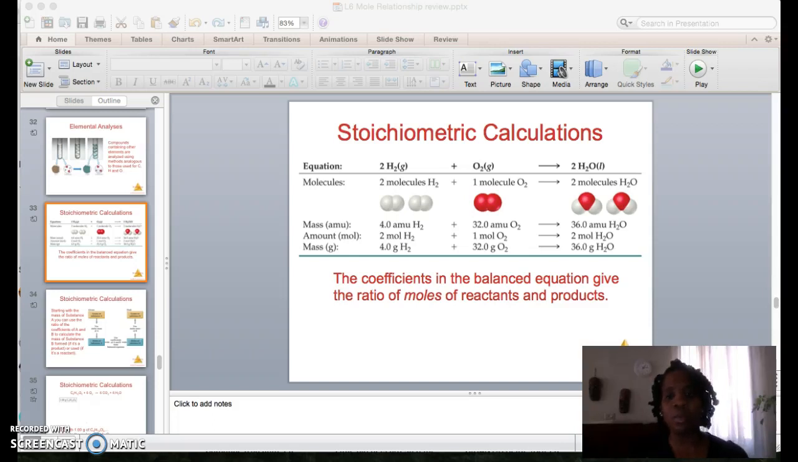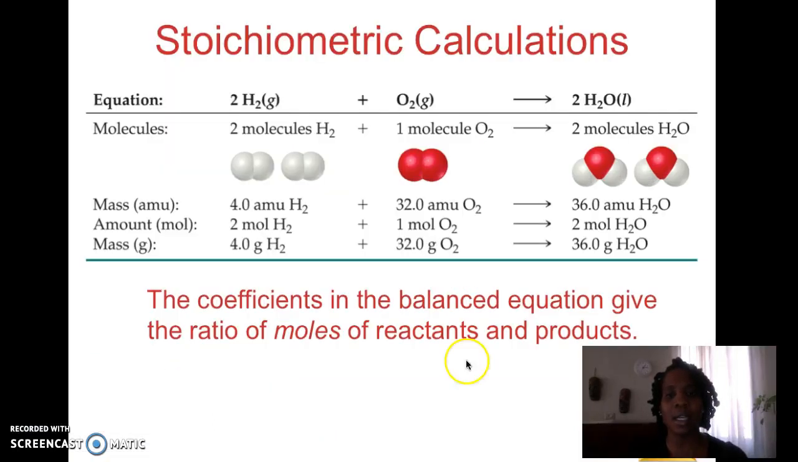So let's look a little bit closer at stoichiometric calculations. Recall that substances will react in the ratio given by the coefficients in your balanced chemical equation. So that's always the starting point for stoichiometry: you need to have, first of all, a balanced equation, and then recognize that those coefficients represent the ratio that the substances react in when that chemical reaction occurs.